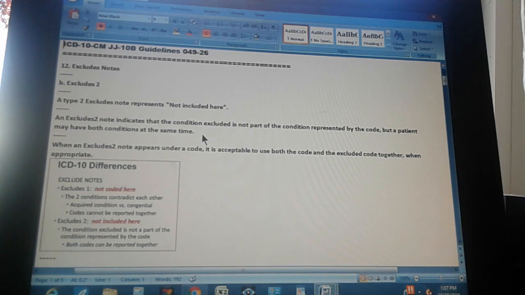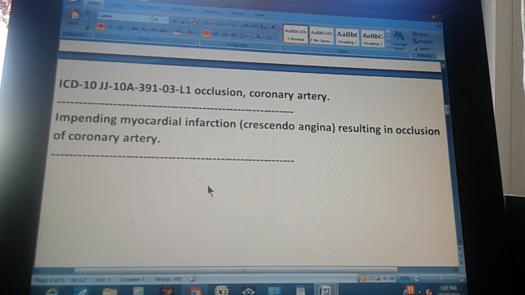And if you want to read more about the differences between Excludes 1 and Excludes 2, there's a little more information there. Okay, that's our theory for today. Now let's do a problem. Ready, set, go.